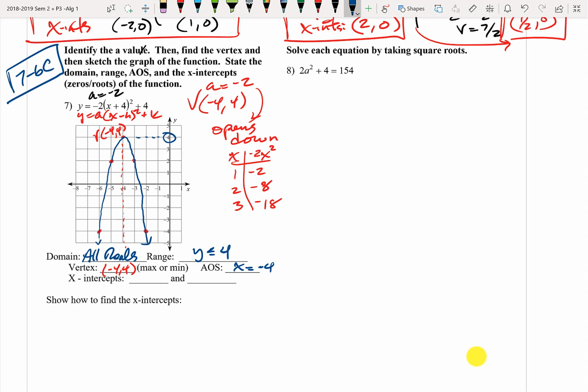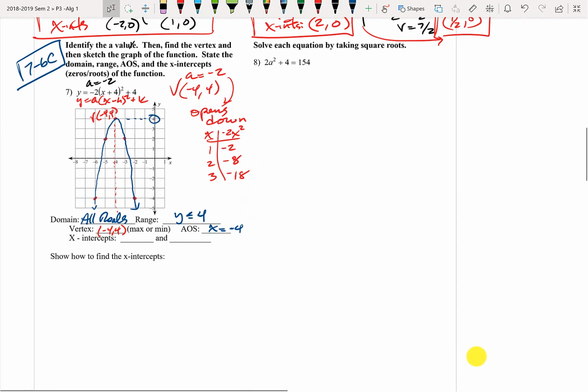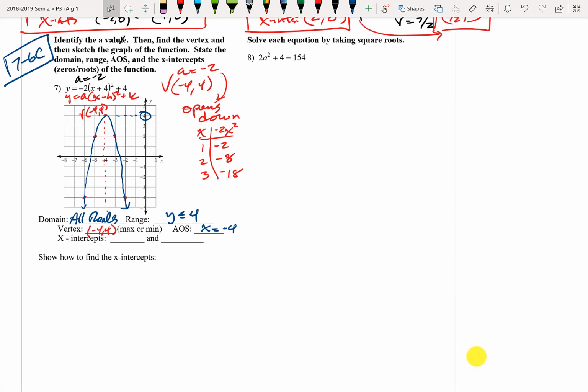But the x-intercepts, not too easy. Okay, they're between -5 and -6, and between -2 and -3. All right, and I asked you guys to solve them. Okay, and I showed you how to do this. You set y equal to 0 and solve for x. So let's take this down here. It's the same method for the entire unit.